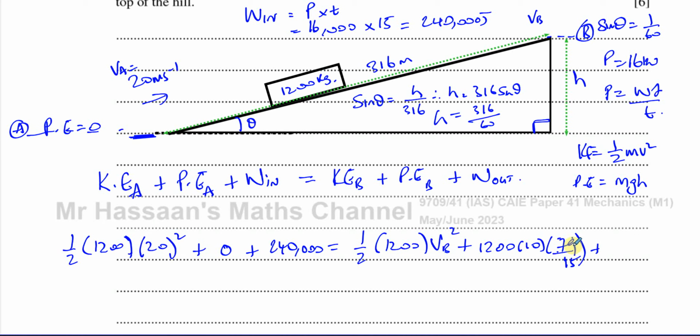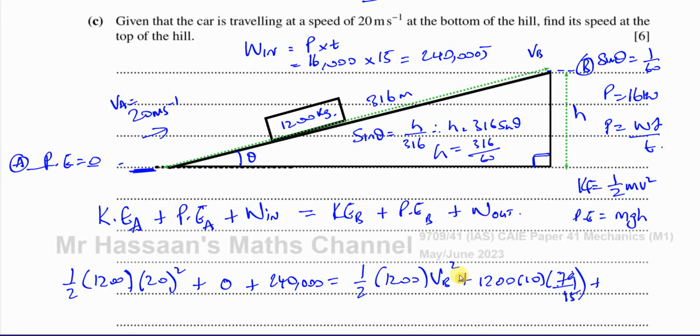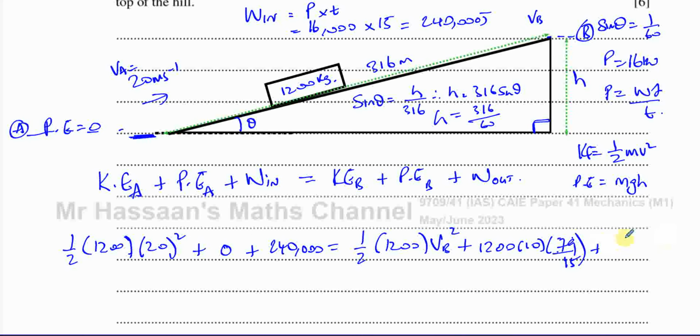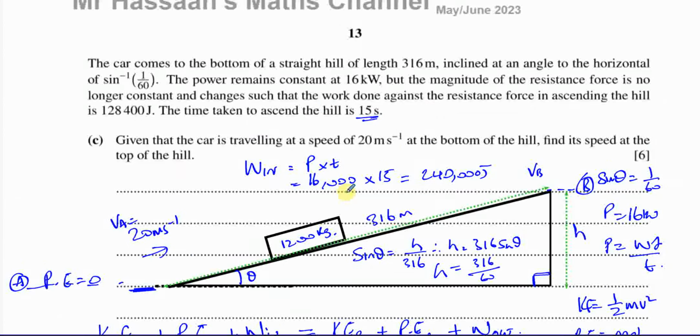Now the work out is the work done against the resistance forces, the things that slow it down. The work in are the things that pull it or push it, make it move up, helping it to move along. And the work out are the things that slow it down, like friction or resistance to motion. Here, the resistance force against the motion is 128,400. So that goes in the work out place, 128,400.